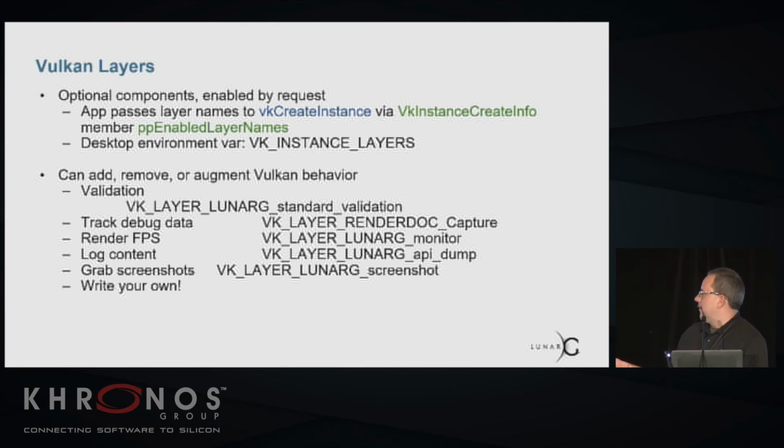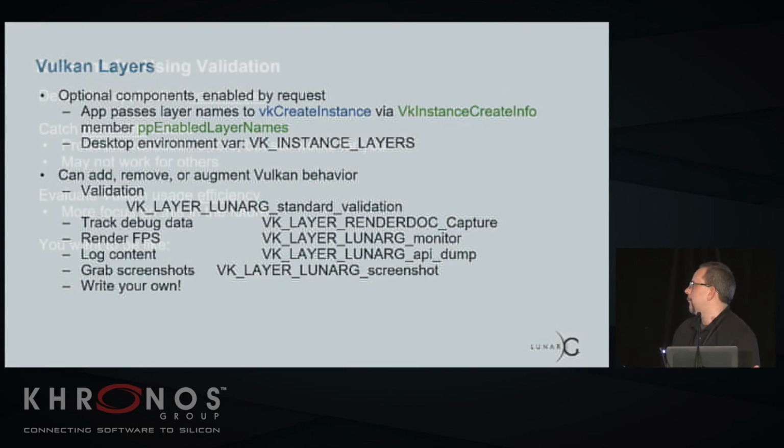So what kinds of functionality can you get from Vulkan with layers? You can obviously, like I mentioned, get validation. You can track debug data. You can record your Vulkan calls. You can log content. You can capture a screenshot. You can overlay additional rendering commands onto your screen for debug data on your application or just a simple frame rate. Layers are actually really cool, and I recommend that you at least try to write one, if nothing else, for your own debug data, as well as using the validation layers.